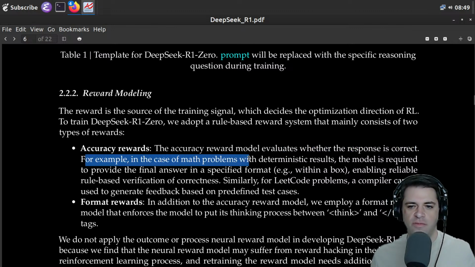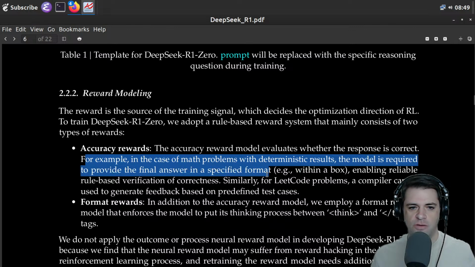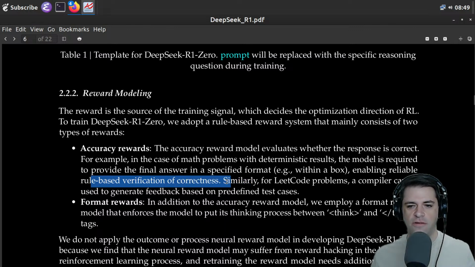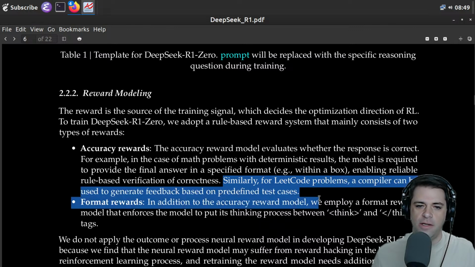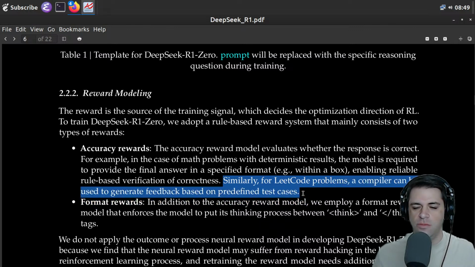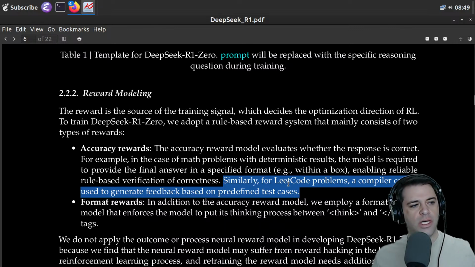For example, in the case of math problems with deterministic results, the model is required to provide the final answer in a specified format, for example, within a box, enabling reliable rule-based verification of correctness. So that sounds to me like just computer grading of assignments. Similarly, for LeetCode problems, a compiler can be used to generate feedback based on predefined test cases. So they're just going to run the automated tests just like in a CS course.